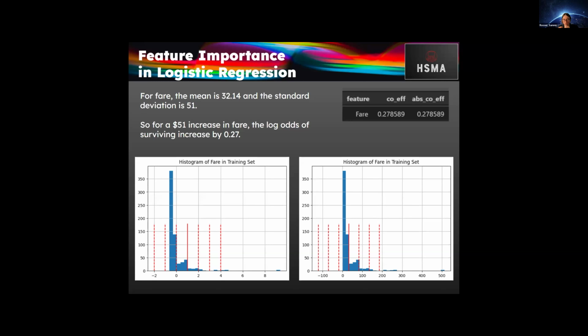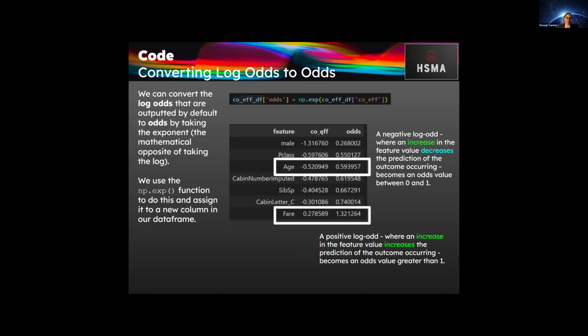We're not saying that for a $1 increase in fare, the log odds of survival increase by this much. If we've pulled out the coefficients from the data set using this method on something we've standardized, it's really important to remember that it's 1 standard deviation, not 1 unit. We can also convert the log odds that are outputted by default to odds. We take the exponent, that's the mathematical opposite of taking the log in this case.